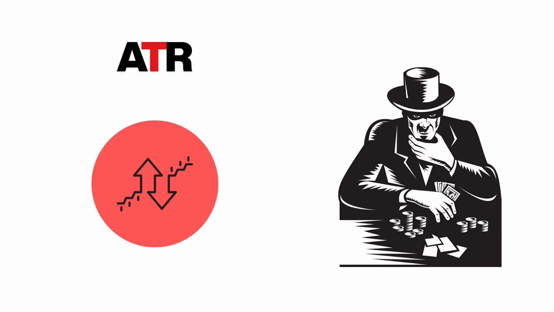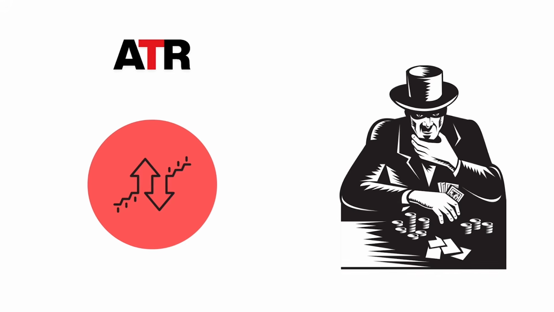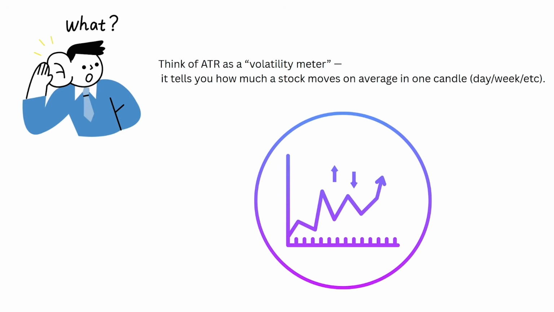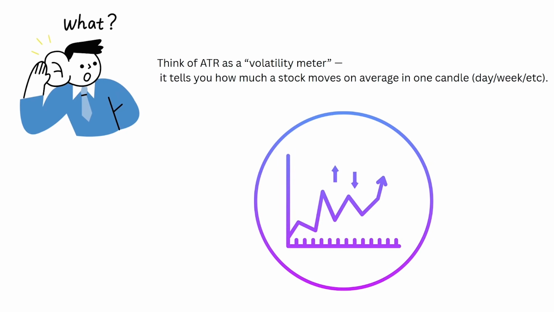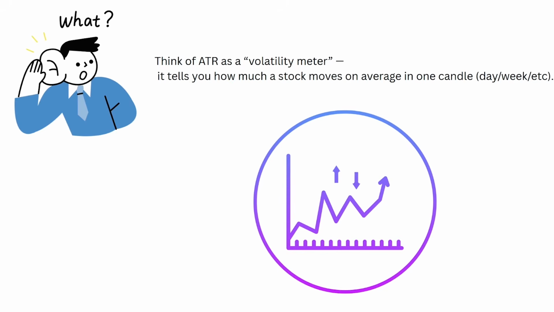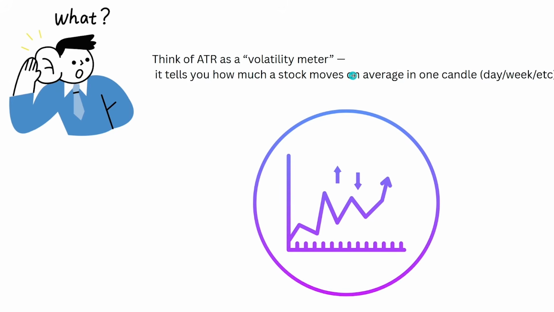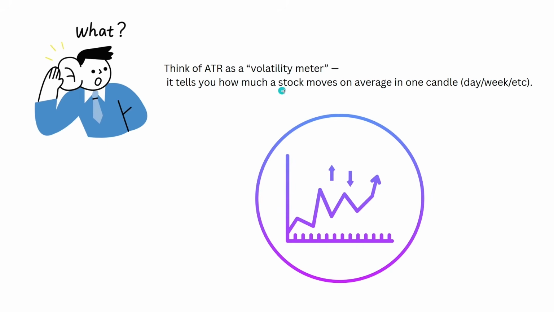Now, I know everyone knows what an ATR is, but if you have been living under a rock, let's learn the basics. ATR is basically the average true range indicator, and it's a technical analysis tool that measures market volatility. So think of ATR as a volatility meter. It tells you how much a stock moves on average in one candle, and you can see it on a daily time frame, a weekly time frame, etc.